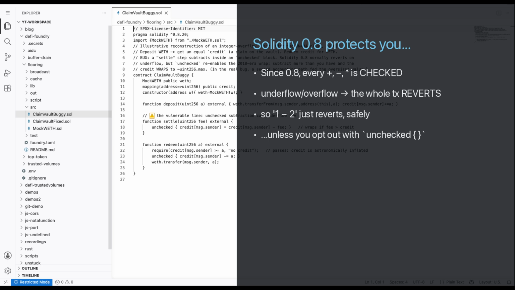0.8, every arithmetic operation is checked automatically. If a subtraction would underflow, the whole transaction just reverts. Safe by default. 1 minus 2 doesn't wrap, it reverts. The catch: developers can opt out of that safety with a block called unchecked, usually to save a little gas, and that's exactly where this bug lives.